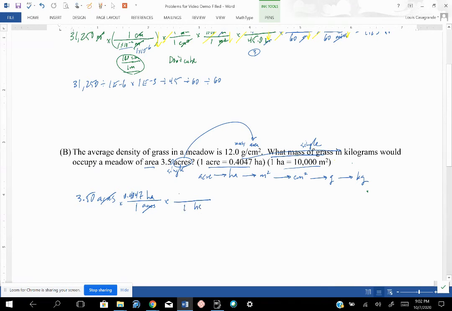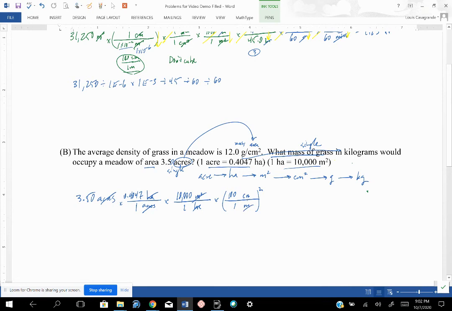That's 1 hectare is 10,000 meters squared. And cancel out my hectares. And now I've got meters squared, so I need meters in the denominator, centimeters up top. And we have, let's do it this way, 100 centimeters in 1 meter. Don't forget to square the whole thing. We'll take care of that again in a moment. Meters squared cancel out, give me centimeters squared.